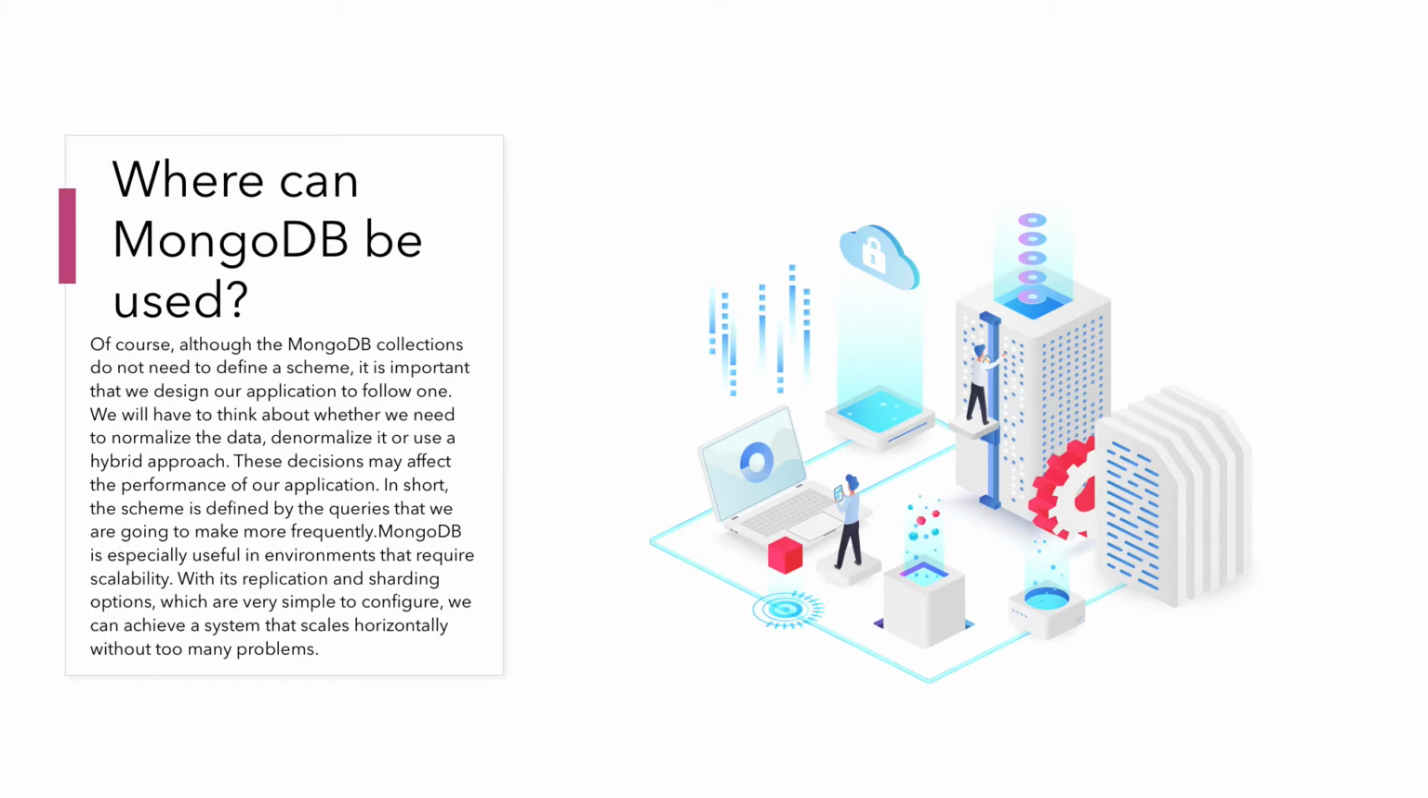MongoDB is especially useful in environments that require scalability. With its replication and sharding options, which are very simple to configure, we can achieve a system that scales horizontally without too many problems.